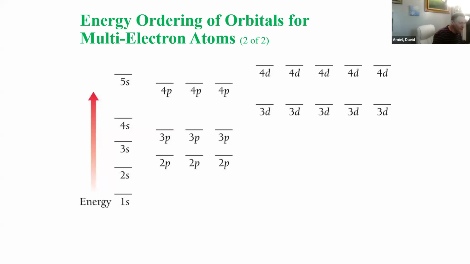And zirconium is in group 5. Boy, we got a long way to go here. After the 4p comes the 5s. And then after the 5s comes the 4d. Okay. So now we can write the electronic configuration for zirconium.